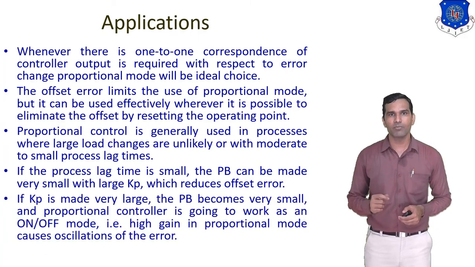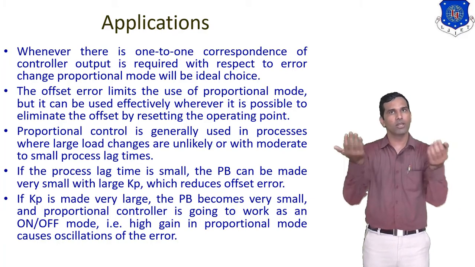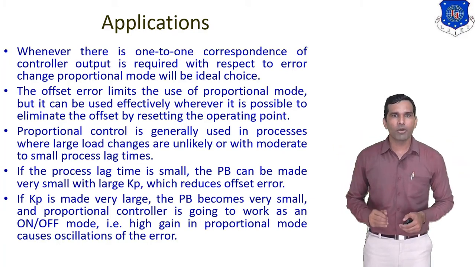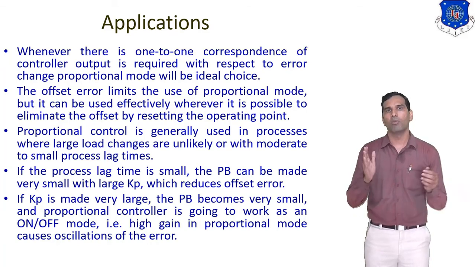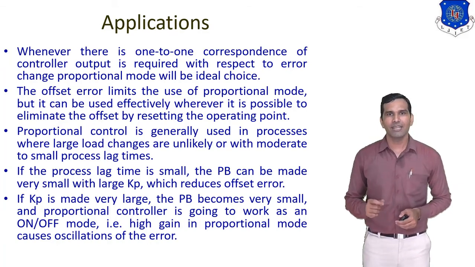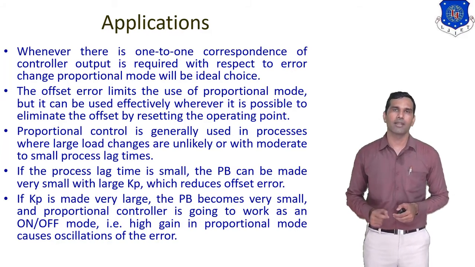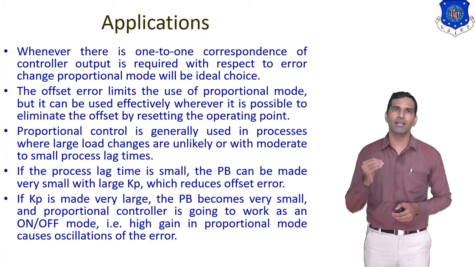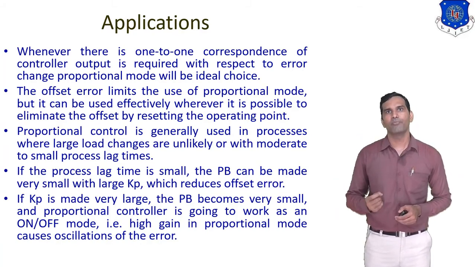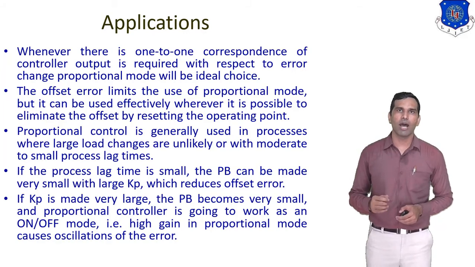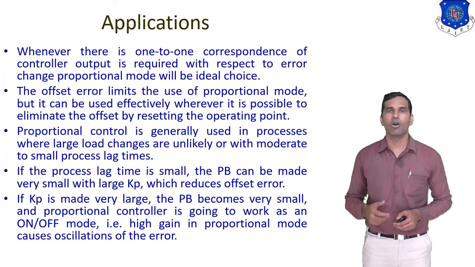If Kp is made very large, the PB becomes very small, we know, and the proportional controller is going to work as on-off mode. High gain in proportional mode causes oscillation of the error. That means if we increase the gain beyond some limit, then oscillation is produced in the operation.